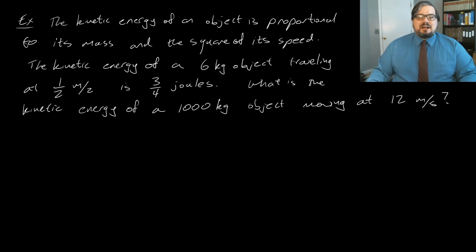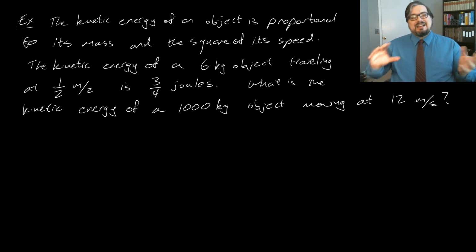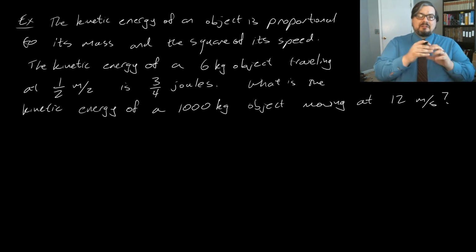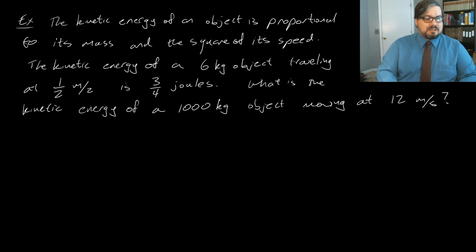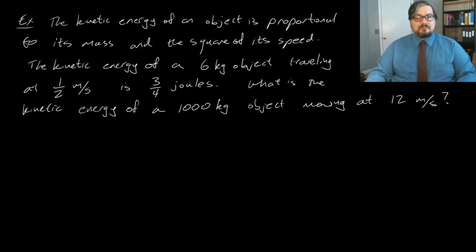One of the interesting things about how these proportions work is that if you really do have two quantities that are proportional to one another, then you can take knowledge about what happens in a very small scenario and apply it to situations that on the face of it look very, very different. We're talking about a difference between a 6 kilogram object, which is about 13 pounds, traveling at 1/2 meter per second, which is actually pretty slow, much slower than most people will walk, or somewhat slower than most people will walk.